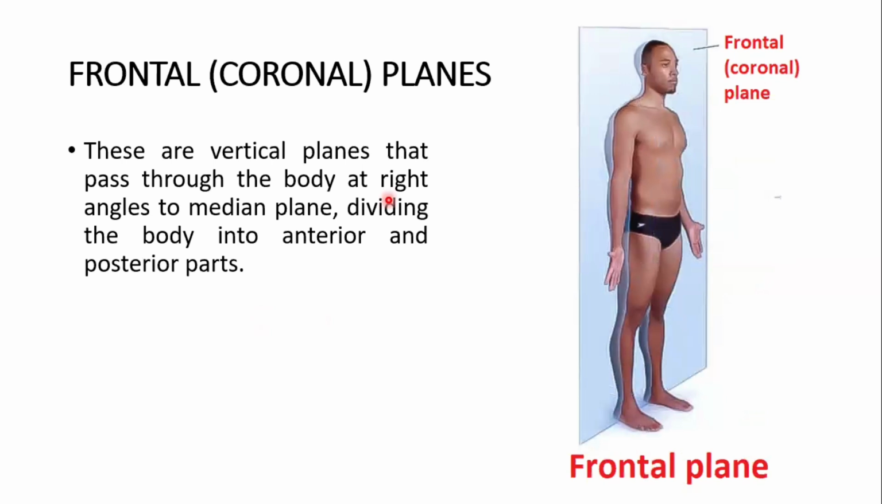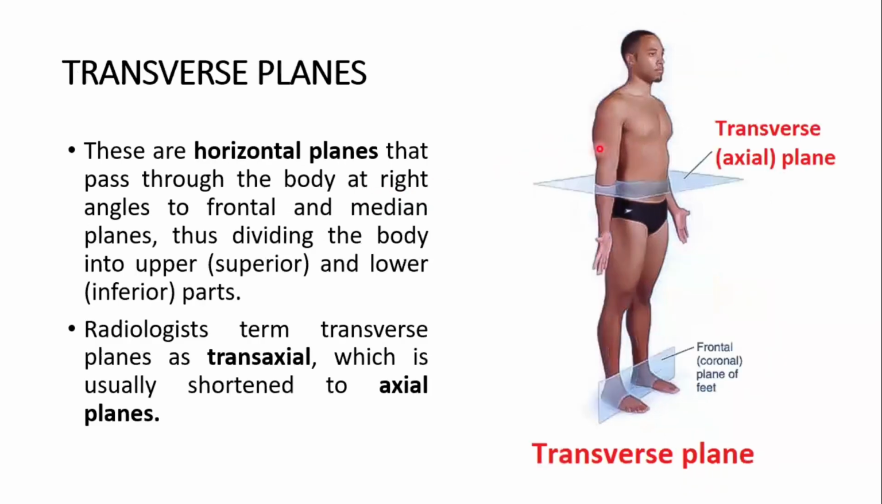And now, very important, the frontal or the coronal plane. These are vertical planes that pass through the body at right angles to the median plane, dividing the body into anterior and posterior parts. This is the frontal or the coronal plane, right? See its disposition: it divides the body into an anterior and a posterior part, and they pass through the body at right angles to the median plane.